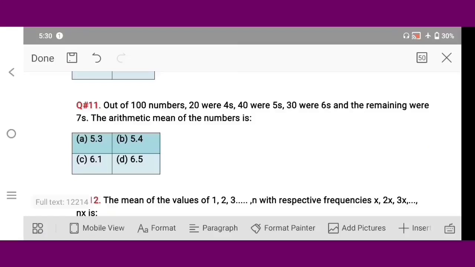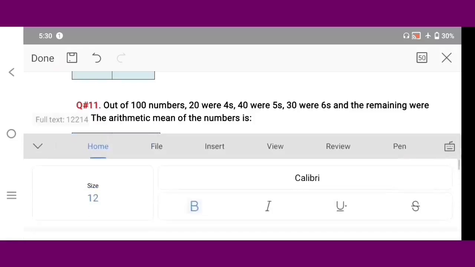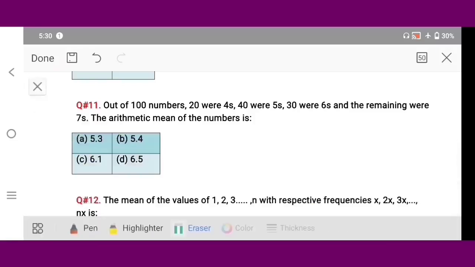Question number 11. Out of 100 numbers, 20 were 4s, 40 were 5s, 30 were 6s and the remaining were 7s. The arithmetic mean of the numbers is 5.3, 5.4, 6.1 and 6.5. These are the 4 options. We are going to solve and find out which option is the correct one.